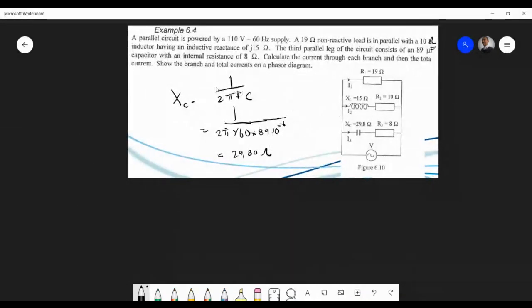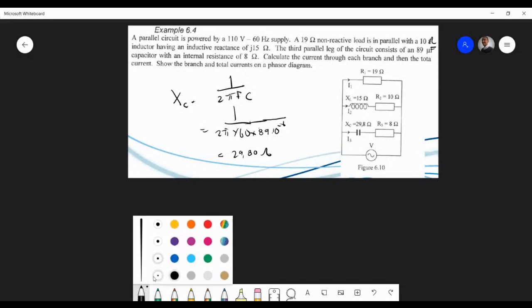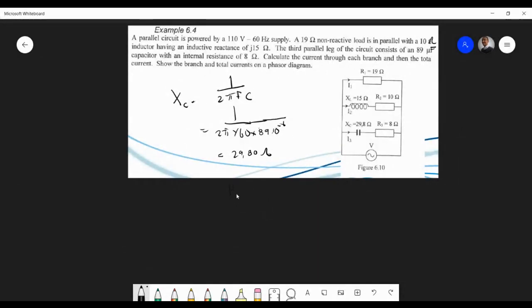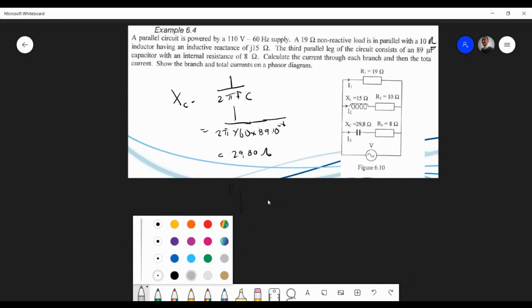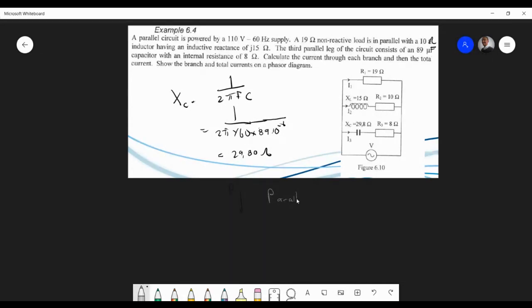They want us to work out all the currents. Fortunately for you, you don't have to draw any phasor diagrams or vector diagrams. It's not what I'm looking for, and it's not a particularly useful thing to do, I think. So let's just quickly work out each current. For I1, it'll be fairly simple. We know that it's a parallel circuit, therefore the voltage is the same.